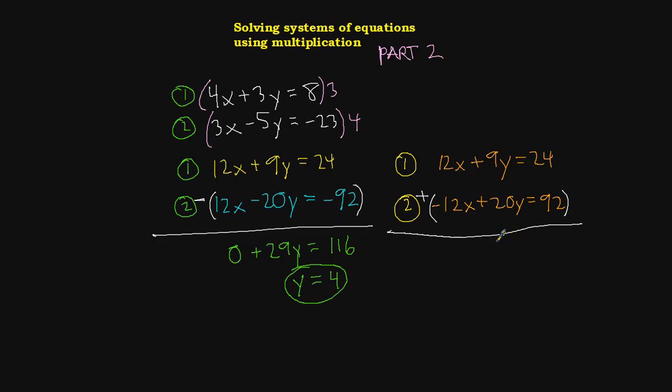So we should get 29y. We should get the exact same result as we did over here. 9 plus 20 is 29. 24 plus 92 is 116. Divide both sides by 29. We get y equals 4. All right. I'm going to leave finishing this as an exercise for you. You now take the y equals 4, plug it into either equation 1 or 2, and then find x.